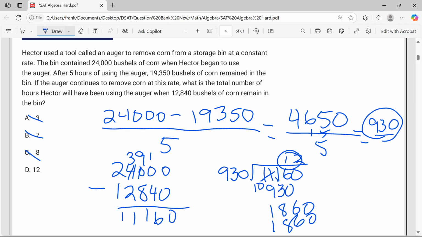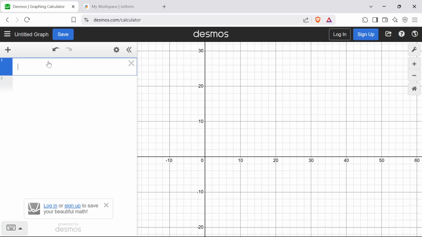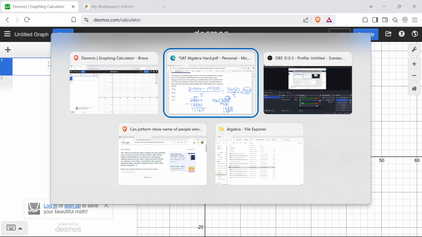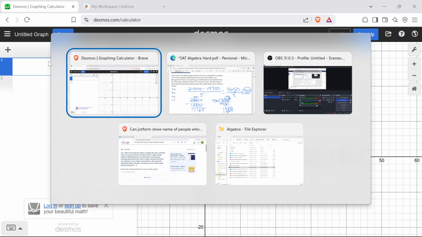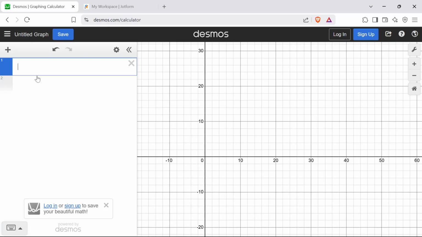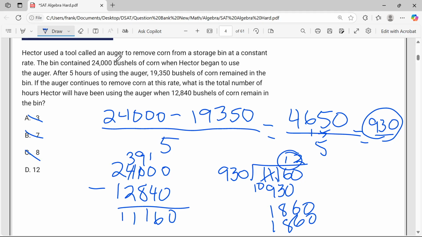Now here's another way to do it. You can do it on Desmos. I will go to Desmos, and I will add, where is Desmos? I just had Desmos. Desmos, I'll put in a table, and I have to have at least 2 values, and it does.